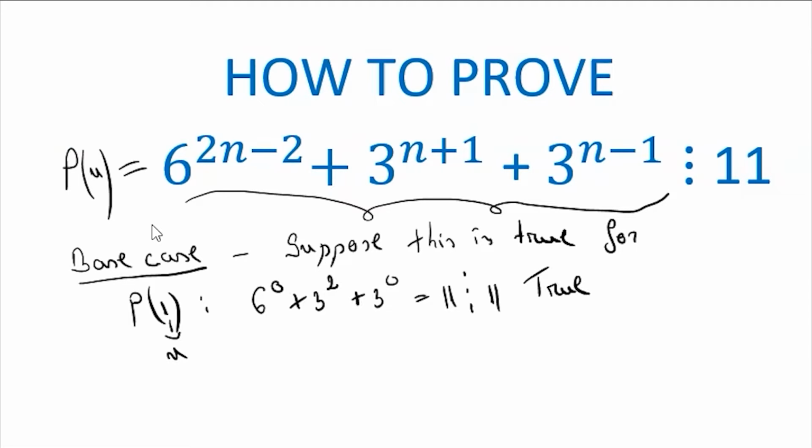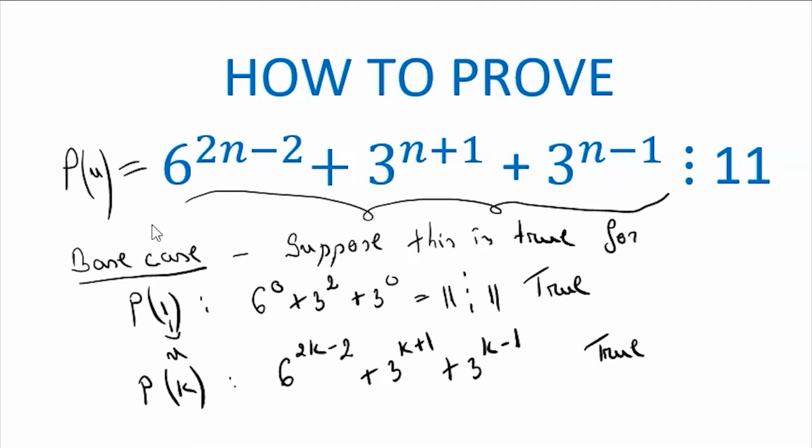We go furthermore to prove that also for P of k, we have the relation 6 to the power of 2k minus 2 plus 3 to the power of k plus 1, yes, plus 3 to the power of k minus 1. Also, this relationship we have to prove that is true. Yes, it's the same relationship as the above.